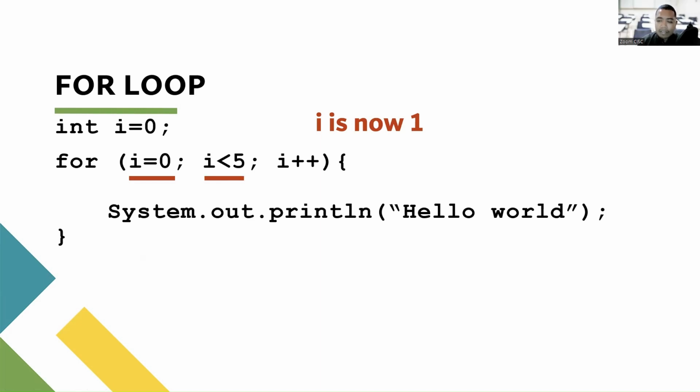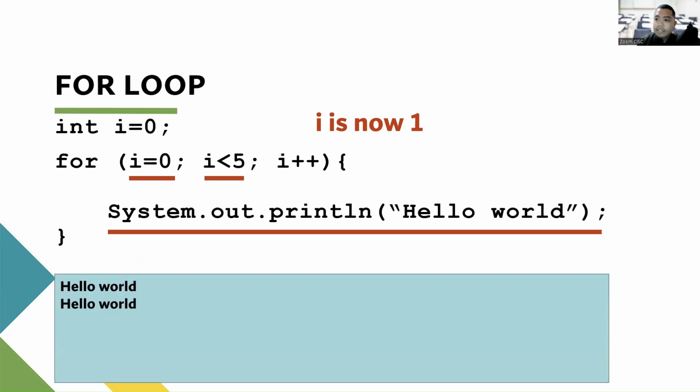Now is I less than to 5. Since our I is being incremented rather, I is now equal to 1. Is 1 less than to 5? So the result is true. Execute na po niya na. Thus, we have now the second printing of our hello world.